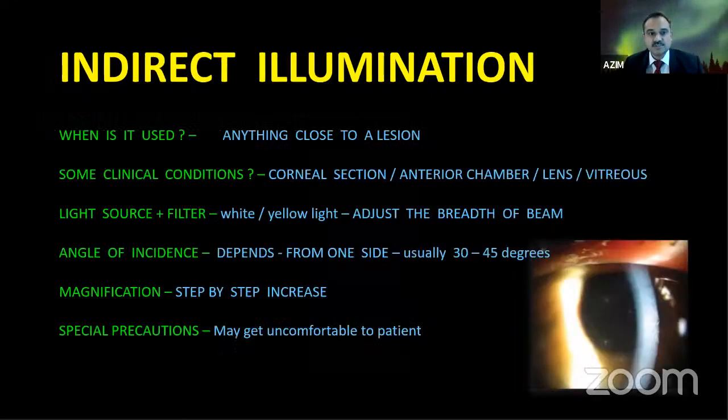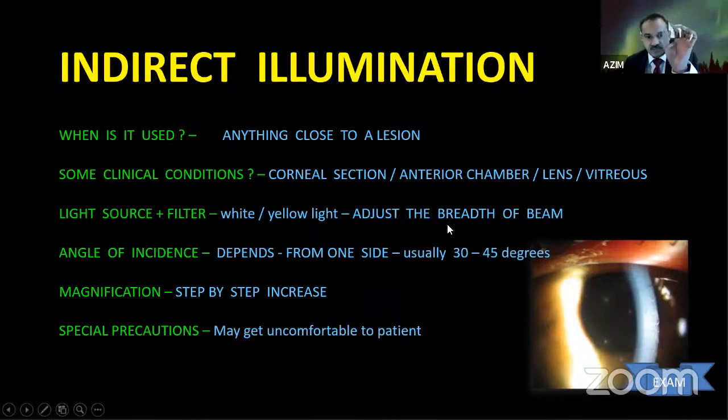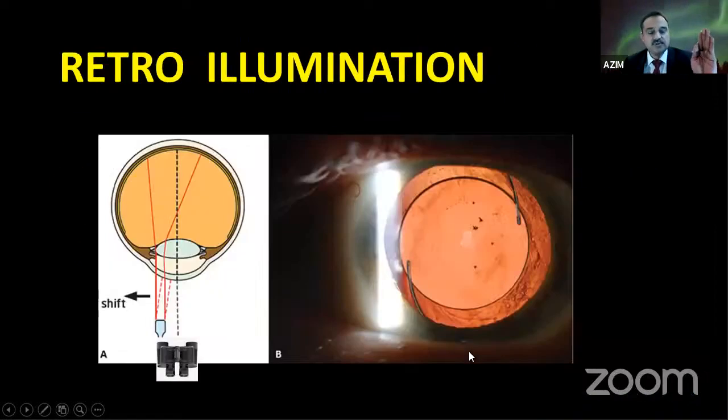Indirect examination is when you use anything close to the lesion: shine a light and see just close to the lesion. So you can adjust the breadth of the beam. This is how you see any lesions close to it by the side scattered light only. It may get a bit uncomfortable for the patient.